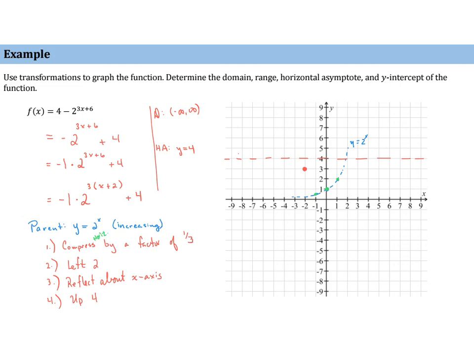Now, let's look at the point 1, 2. If we shrink that or compress that by a factor of 1/3 toward the y-axis, so compressing it horizontally, it will be at 1/3, 2. So 1/3, 2, moved left 2. Now let's reflect it about the x-axis. So instead of being positive 2, we will be at negative 2. And then we'll move it up 4.